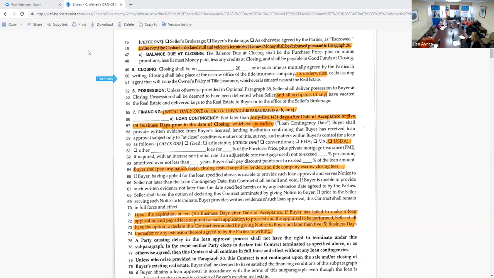On line 53, we've added, now remember that we've expanded this document so it may be used in multi-unit transactions. And so now when we talk about possession shall be deemed to have been delivered when the seller and all occupants, if any, have vacated the real estate and have delivered keys. Okay, so we've added the language that says there might be people living there besides the seller.